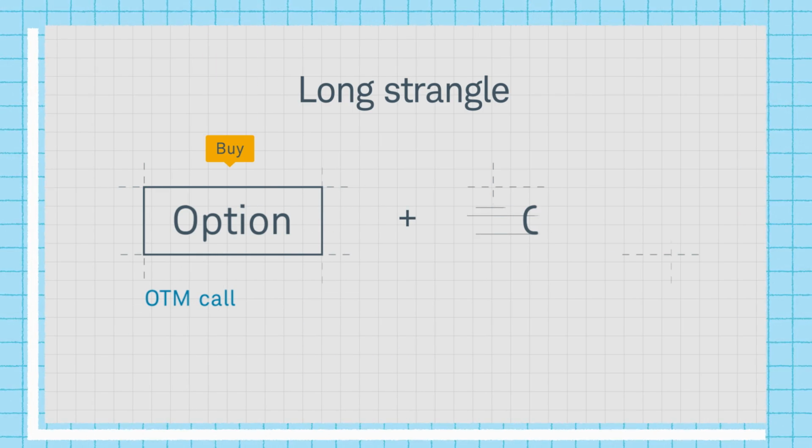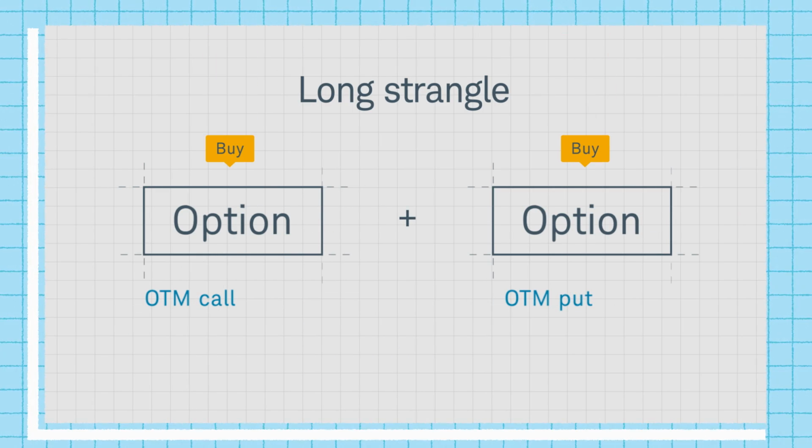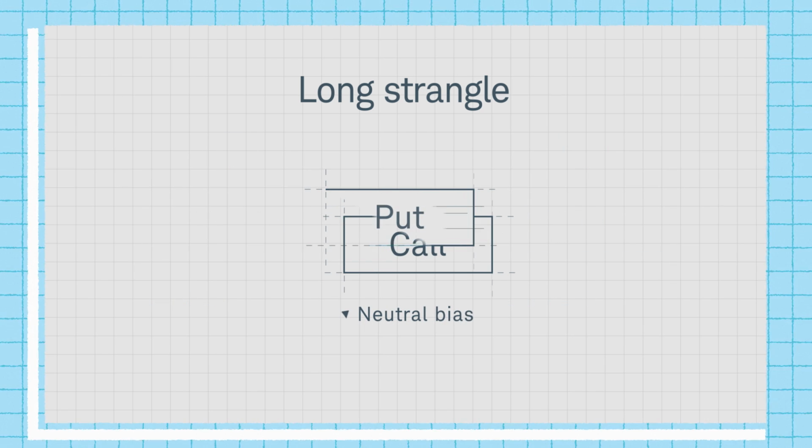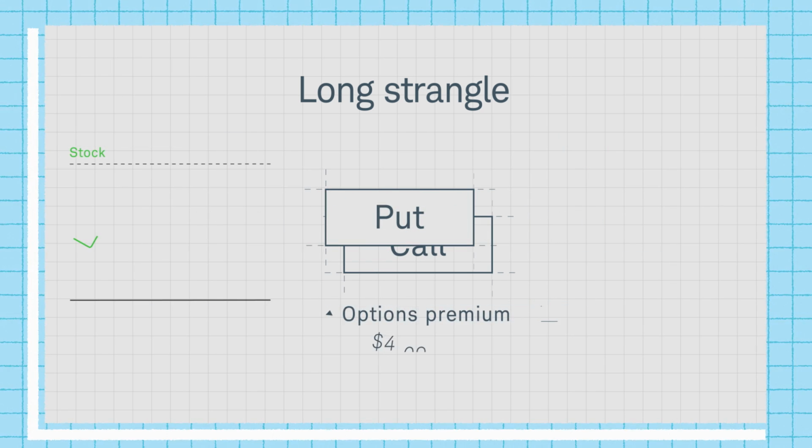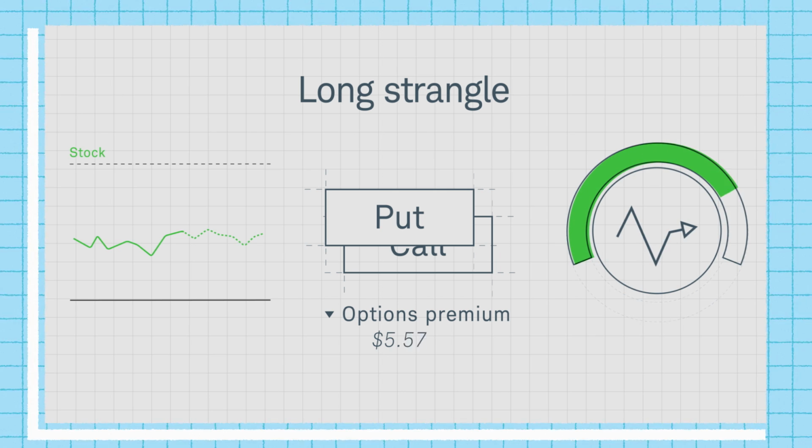The long strangle involves buying an out-of-the-money call and an out-of-the-money put. Combining a call and a put gives a more neutral bias on the price of the underlying stock. A big move in either direction could be profitable. However, a large price move isn't required for the strategy to succeed. If the stock stays sideways but implied volatility increases, the two long options should increase in value.